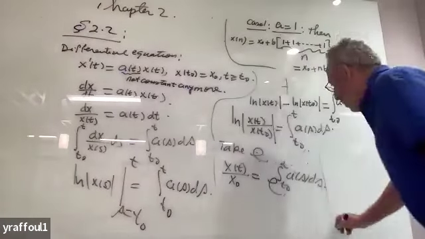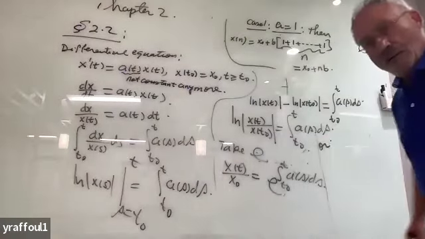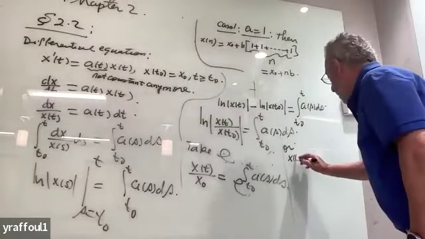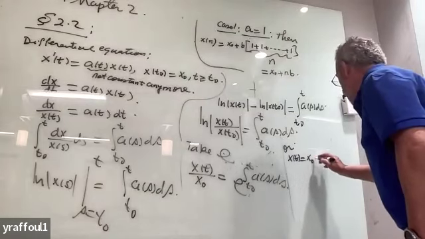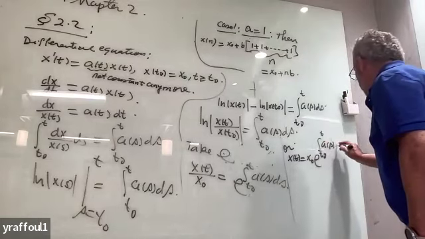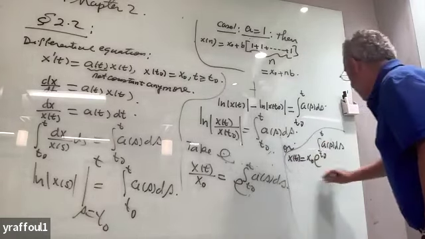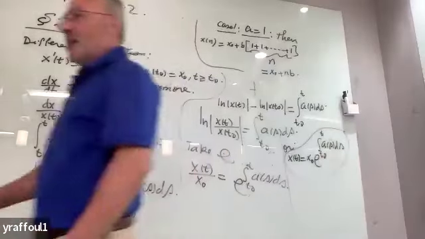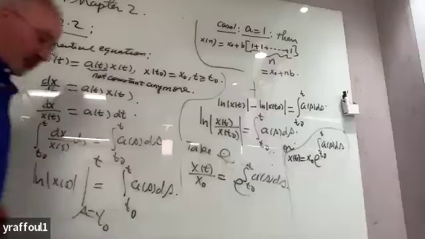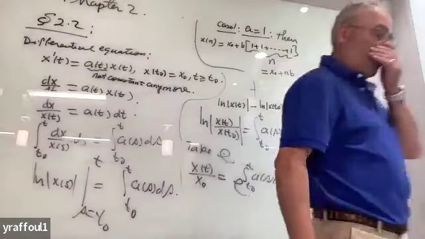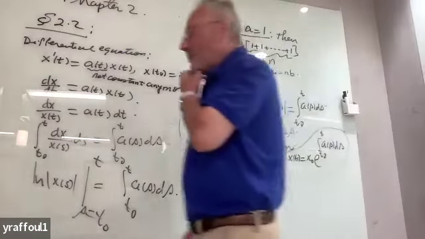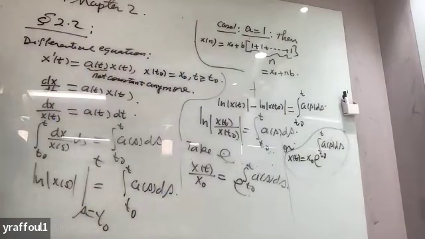Finally, x of t equals x0 e to the integral from t0 to t of a(s) ds. You see that? That's what the solution looks like in the continuous case. Any questions?